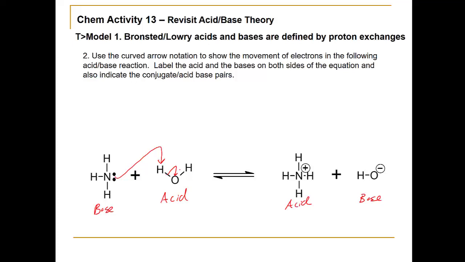We've labeled the acid and base on both sides. Now let's label the conjugate acid and the conjugate base pairs. So we start with the conjugate acid H2O, and its corresponding conjugate base would be the hydroxide ion. We start with the ammonium ion, and its conjugate base would be the ammonia. So hopefully these things feel relatively familiar to you, with the exception, of course, of introducing the idea of using the curved arrow notation to represent these reactions.